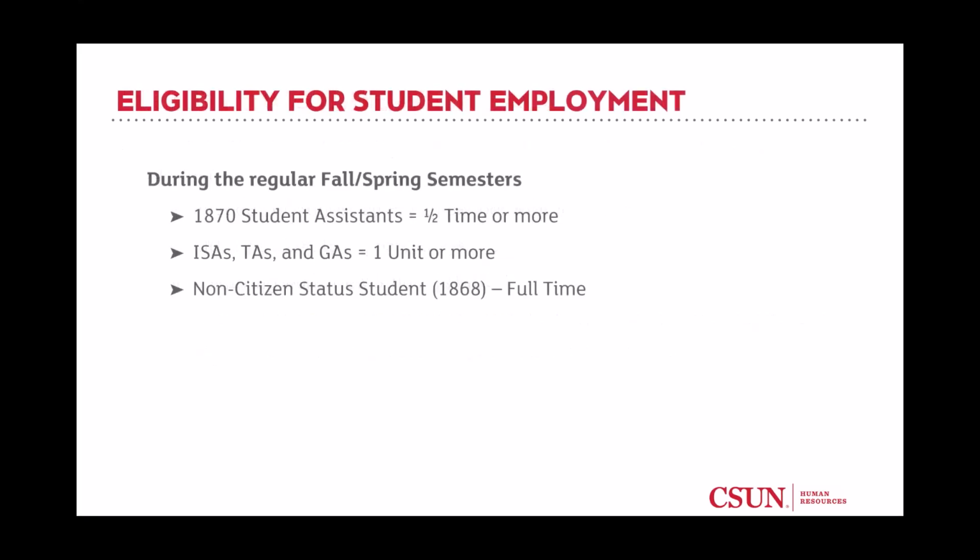And yes, during the regular fall and spring semesters, 1870 students are eligible to work if enrolled half-time or more. ISAs, TAs, and GAs, so academic student employees under the R11 bargaining unit, need to be enrolled in 1 unit or more. And non-citizen status student employees, 1868, need to be enrolled full-time. Full-time for this purpose is considered 12 units for undergraduate, and I believe it's 8 for graduate level.